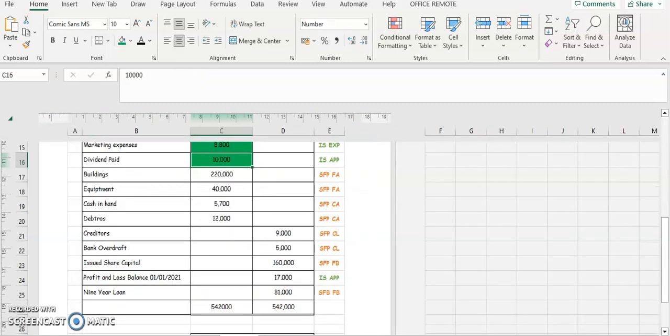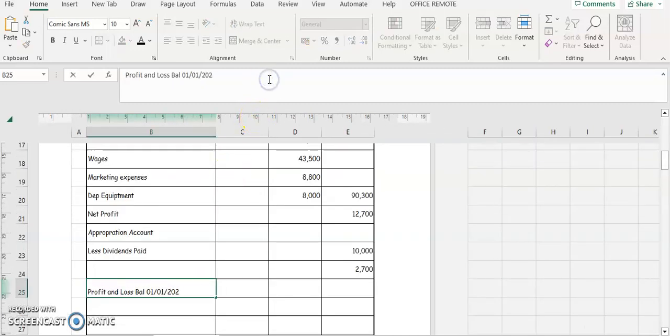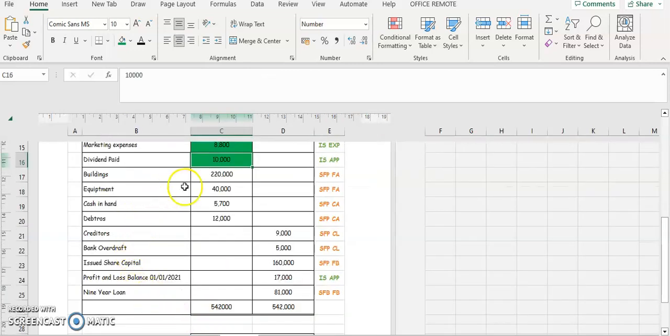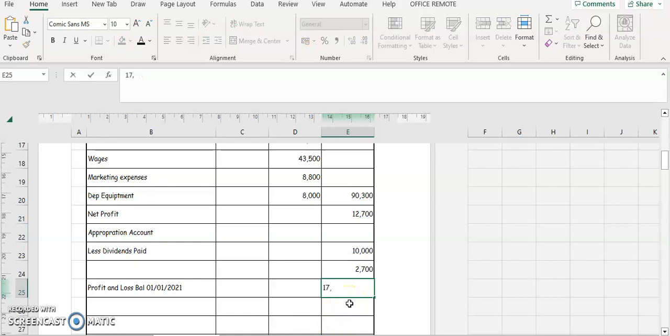Profit and loss balance, first of the first, 2021. That's going to be added on, so we're going to just put green on it. So 17,000. And then we're going to add that on to our 2,700. So the 2,700 plus the 17,000 is going to give us 19,700. And that's our profit and loss balance at the end of the year, 31st of the 12th, 2021. And that figure will then go into your financial position.